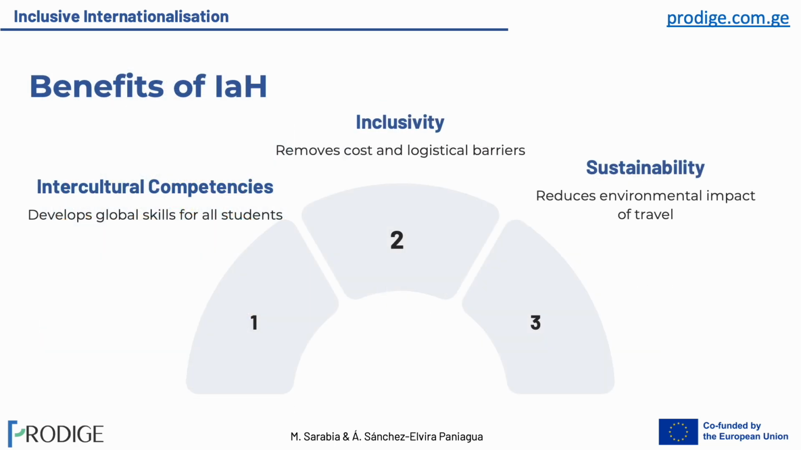Regarding the benefits of internationalization at home, we can mention the following ones. It develops intercultural competencies and global skills for all students. It promotes inclusivity by removing barriers such as cost or logistical challenges associated with physical mobility. And it supports sustainability by reducing the environmental impact of international travel.